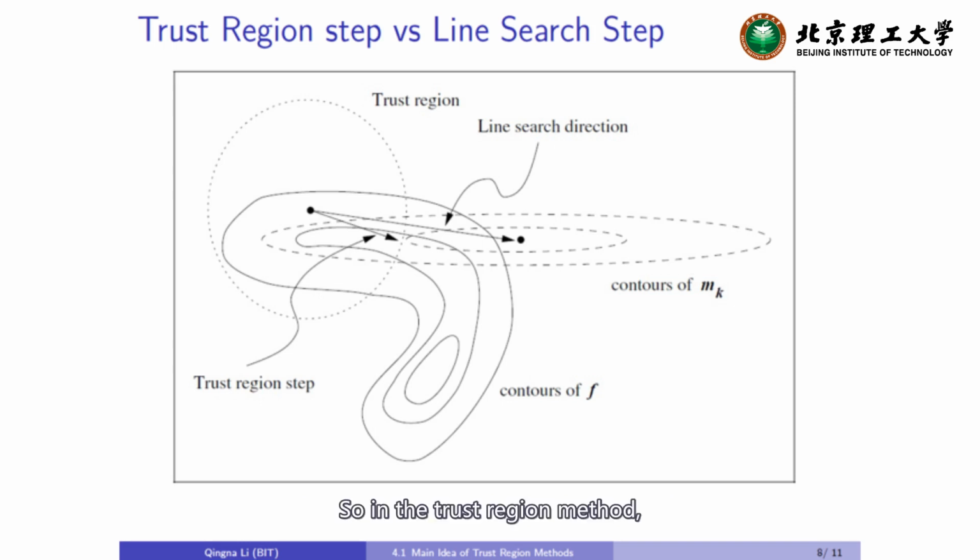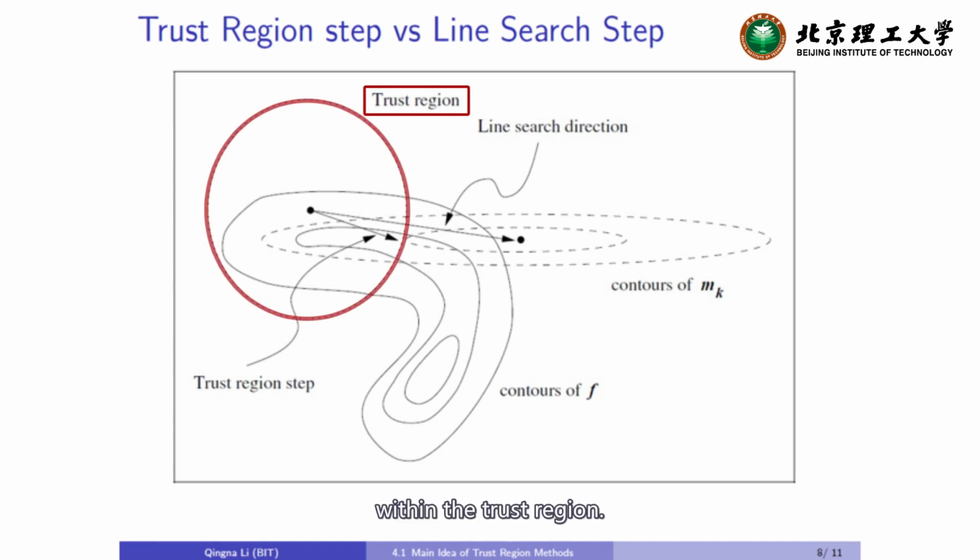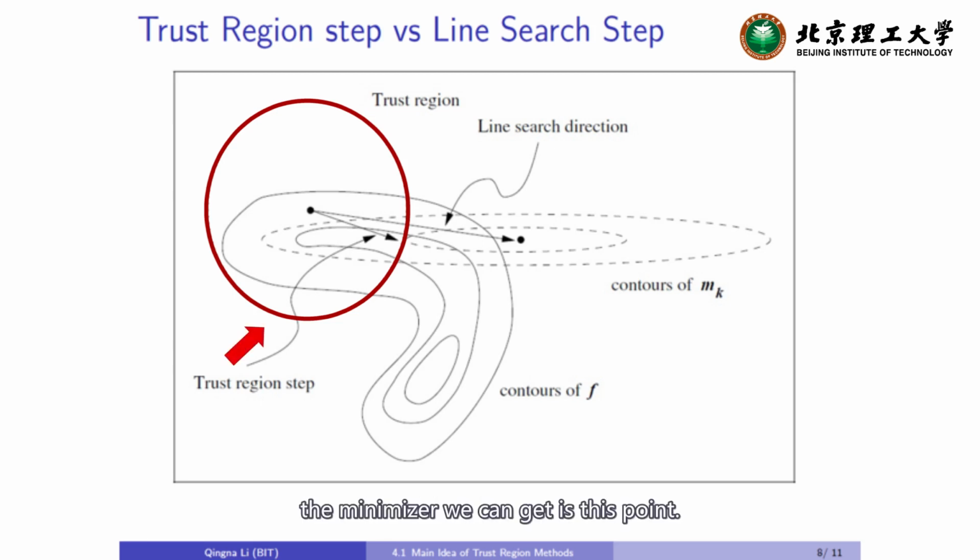So in the trust region methods, we are looking for the minimizer of the model function within the trust region. So remember that we can only move inside of the trust region. So within this trust region, the minimizer we can get is this point. Okay, so we jump here.